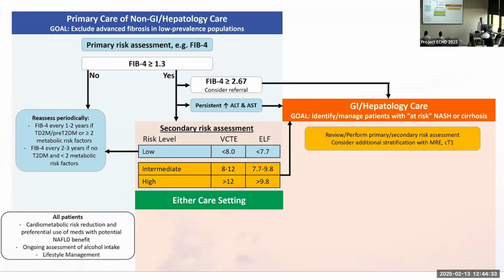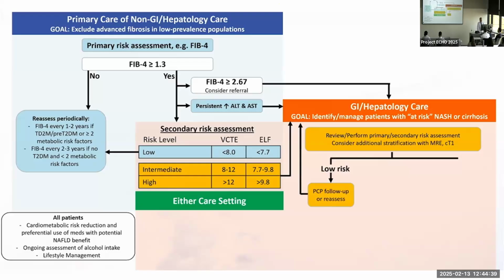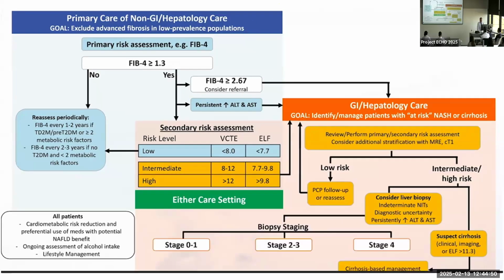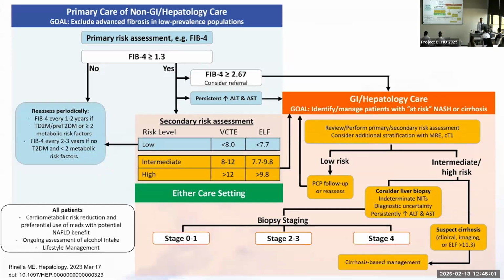After referral, this is our part, we look for the secondary risk assessment. If it is low risk, then we can reassess these patients by ourselves. If it is high risk, we may consider liver biopsy or we suspect cirrhosis. If it is cirrhosis, we'll manage the cirrhosis. And if it is a liver biopsy consideration, we will look for the staging of the fibrosis. For all the patients, they recommend metabolic risk factors to be controlled and alcohol should be stopped.